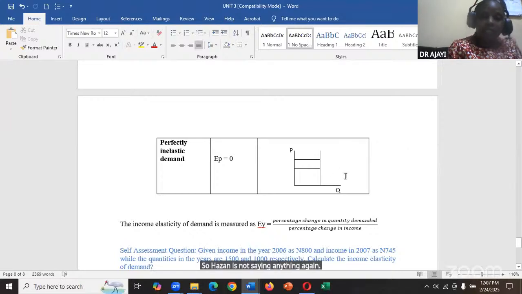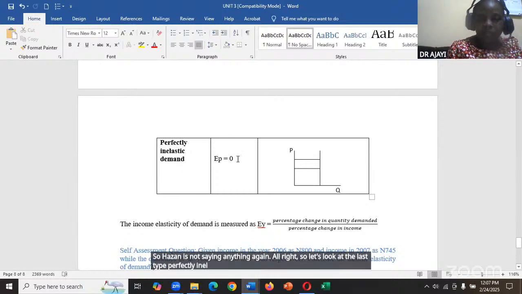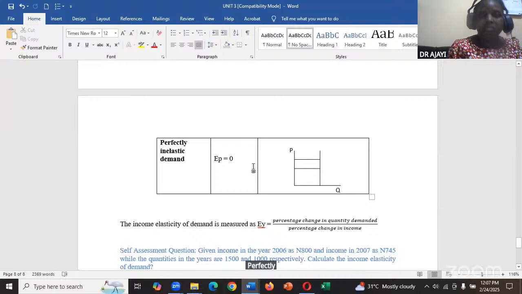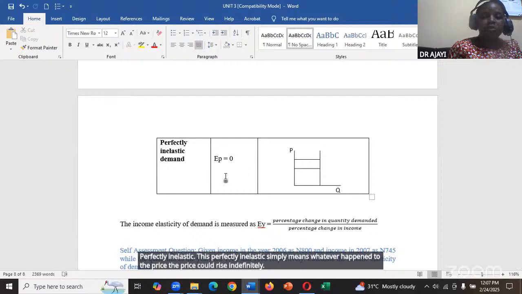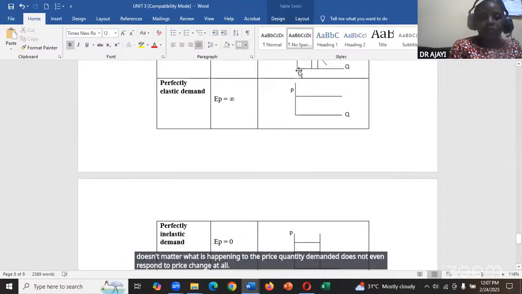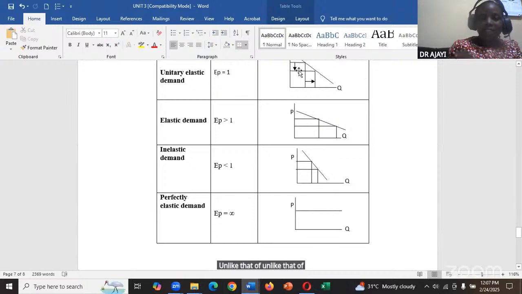All right, so let's look at the last type, perfectly inelastic. Perfectly inelastic simply means whatever happens to the price, the price could rise indefinitely, the price could fall indefinitely, quantity demanded remains the same. It doesn't matter what is happening to the price, quantity demanded does not even respond to price change at all. Unlike that of perfectly elastic, where just a little or marginal change in price, quantity demanded reacts in a very wide way.